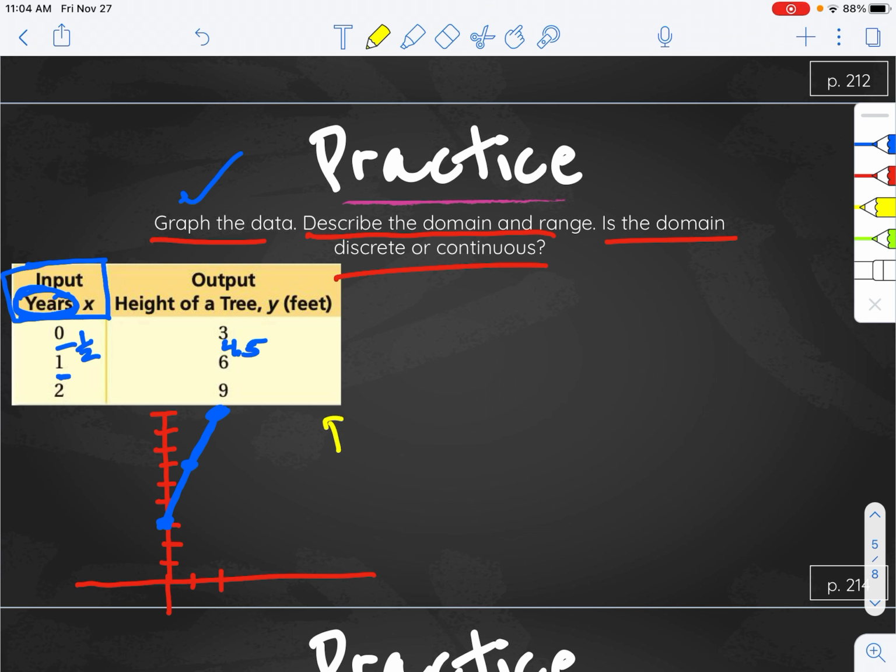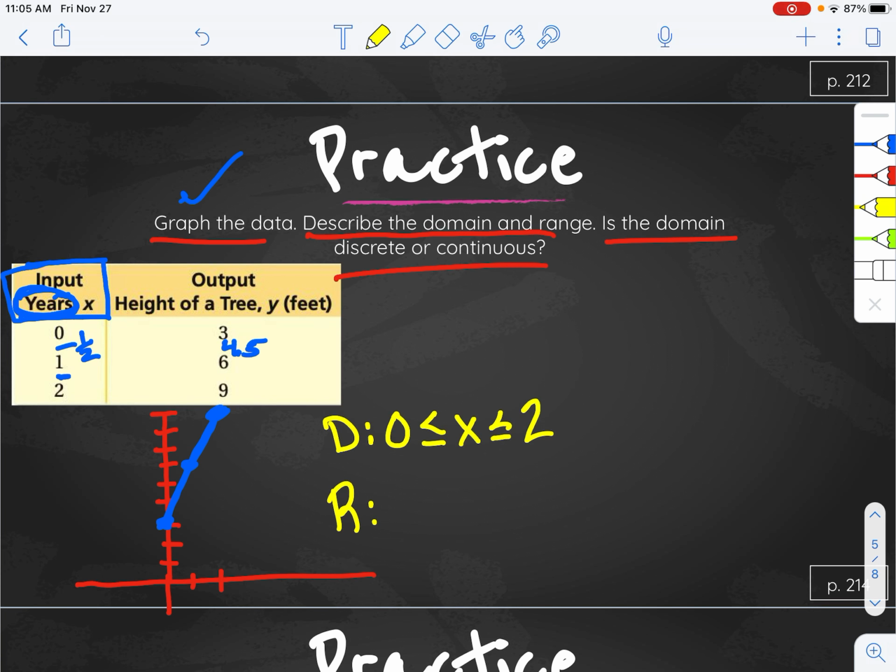Describe the domain and the range. So now we need to just write, what is the domain and what is the range? Well, remember the domain is our x values, so we know it starts at 0, and we know that it ends at 2, but since it is continuous, it includes all the values from 0 to 2. So we'd say 0 is less than x is less than 2. That is how we describe the domain.